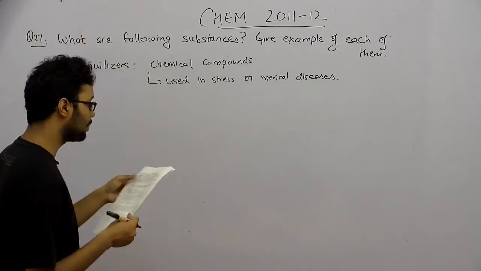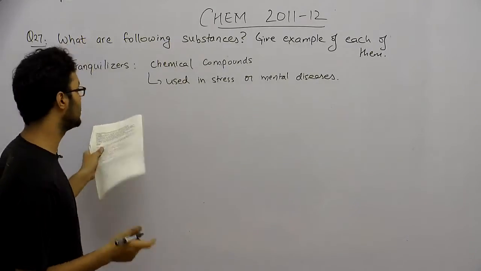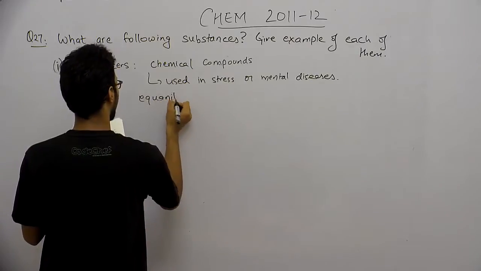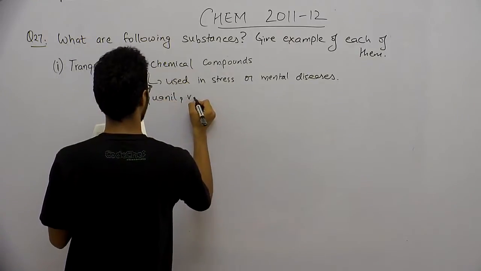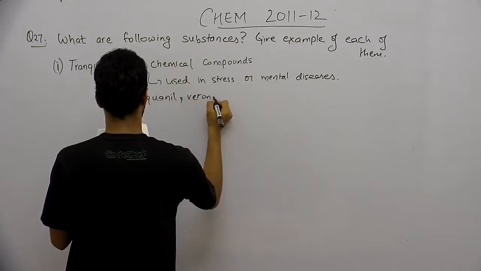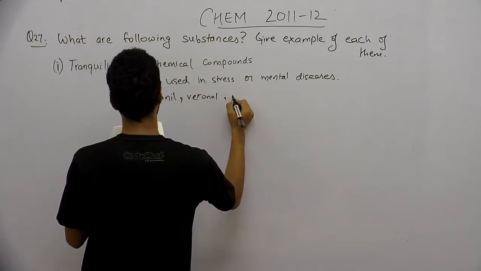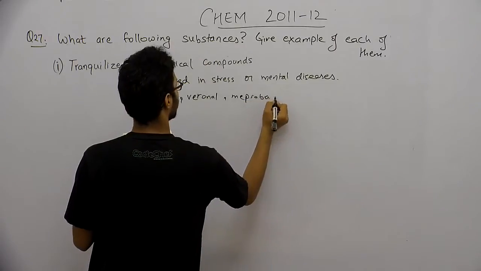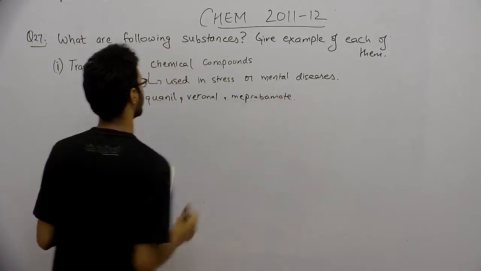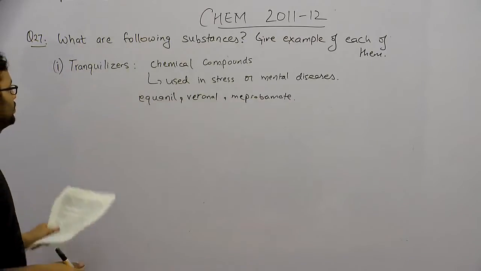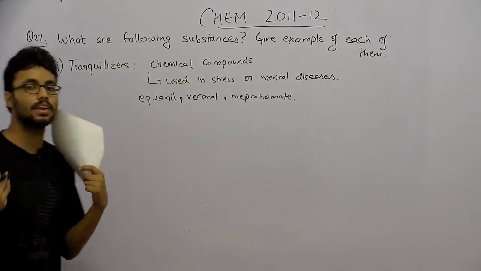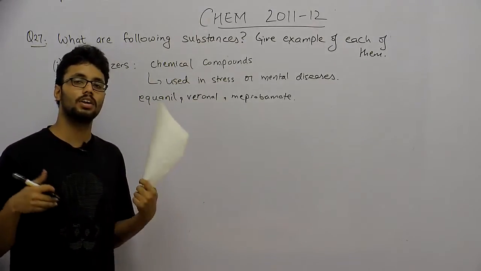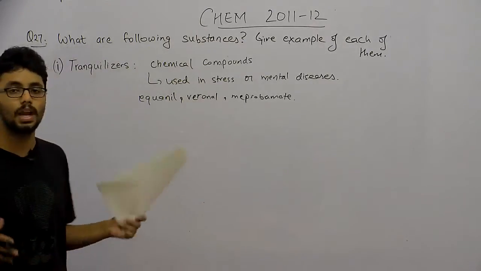So examples of it are Equanil, Veronal, or even Meprobamate. So these are the examples of it. So tranquilizers are chemical compounds that are used in the treatment of stress or mental diseases.